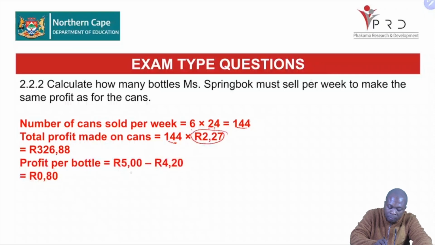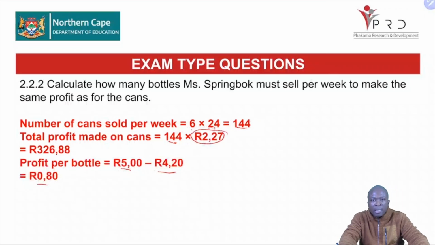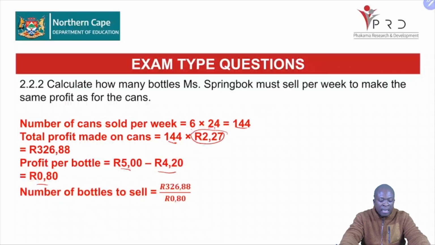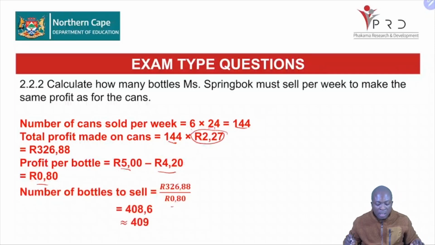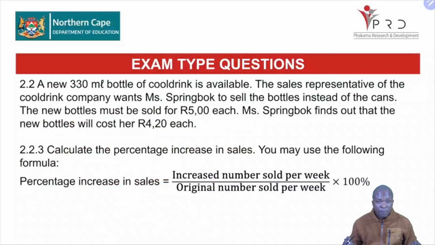So let's subtract them. Now, here, remember we are selling for 5 rand. We bought it for 4.20. So the profit for each bottle will be 80 cents. All right. How are we going to get 80 cents? How many should you buy? So the 326.88, we are dividing by 80 cents. It means we have to sell roughly 409 bottles so that we can make the same profit. All right.